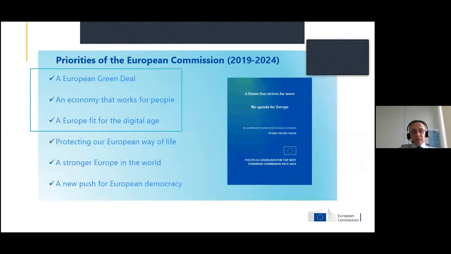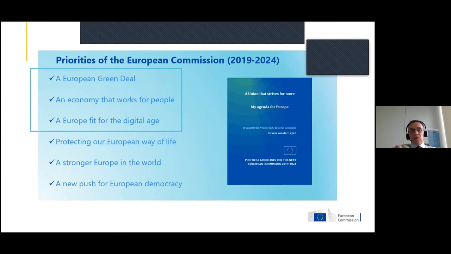So the Commission has, of course, recognized that. And if you look into the 6 major priorities of this Commission, which were formulated by our President Ursula von der Leyen, you see that in particular 3 of them address exactly what I said before. So we have the European Green Deal, which is basically a transformation towards a much more sustainable system. We have to make Europe fit for the digital age. So we need to be on the forefront of this digital revolution, and we need to shape it. But we have to steer this transformation in a way which respects the European values, which puts humans in the center.